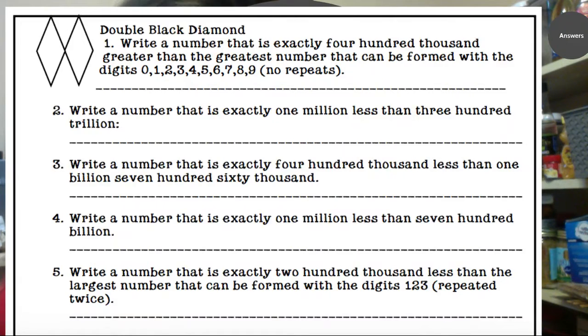Number 2, write a number that is exactly 1 million less than 300 trillion. Number 3, write a number that is exactly 400,000 less than 1,760,000. Number 4, write a number that is exactly 1 million less than 700 billion. Number 5, write a number that is exactly 200,000 less than the largest number that can be formed from the digits 1, 2, 3 repeated twice.